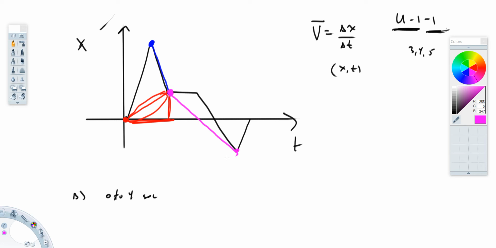All right, let's talk about the next one here. It's a very similar question.